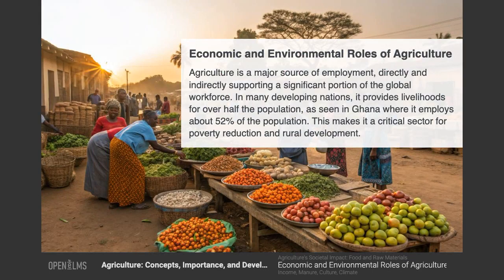Economic and environmental roles of agriculture. Agriculture is a major source of employment, directly and indirectly supporting a significant portion of the global workforce. In many developing nations, it provides livelihoods for over half the population, as seen in Ghana, where it employs about 52% of the population. This makes it a critical sector for poverty reduction and rural development.